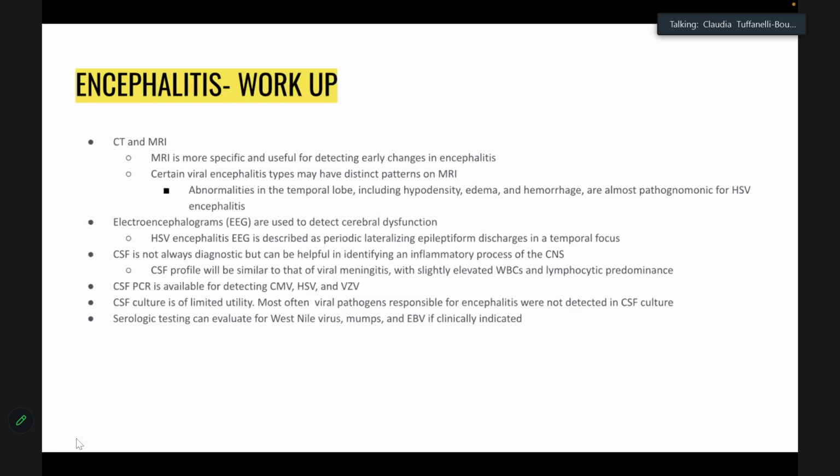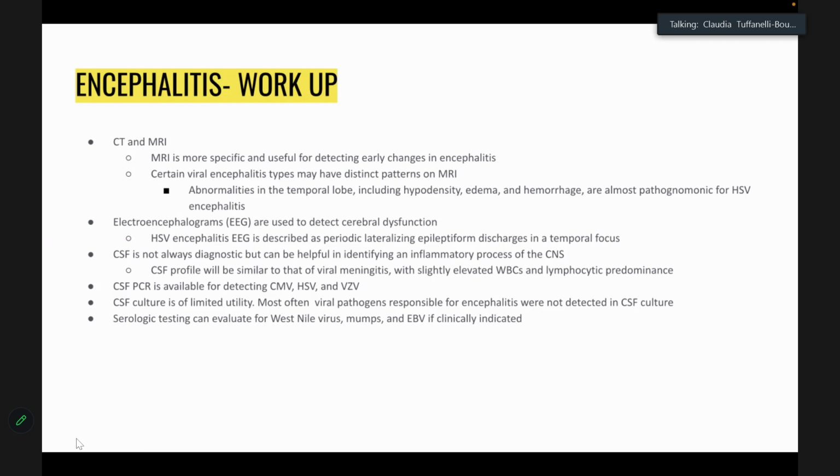So with encephalitis, you are going to need imaging. You're usually going to try to get it. I mean, the gold standard would be to get an MRI. It's going to be the most sensitive and specific for detecting early changes. You can also get a CT, though it's more readily available, and you'll see findings. The very classic one of herpes would be involvement in the temporal lobe, and that's just where it tends to go. On MRI, you would see a hypodensity, some edema, and then hemorrhage even in that area.